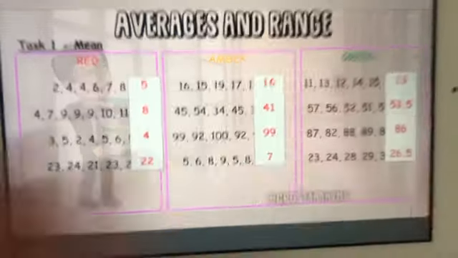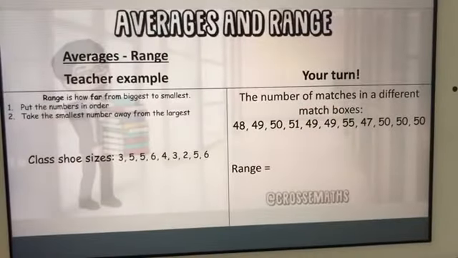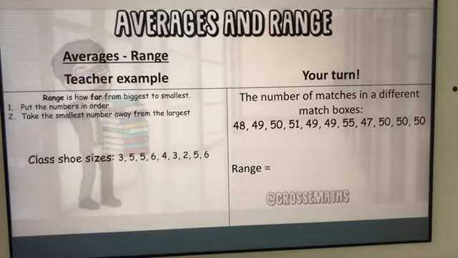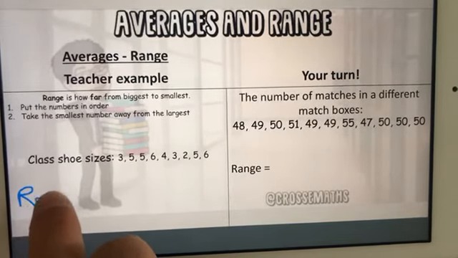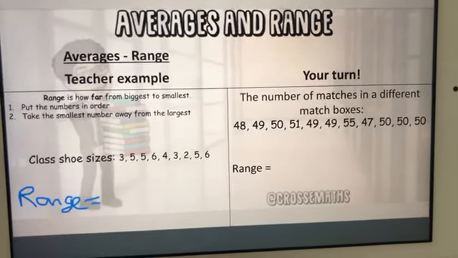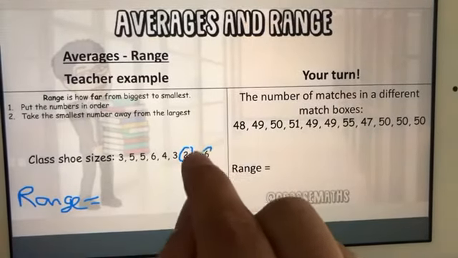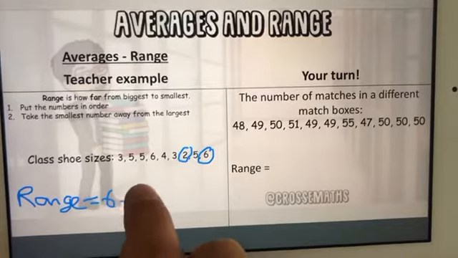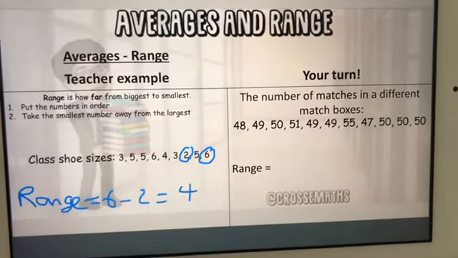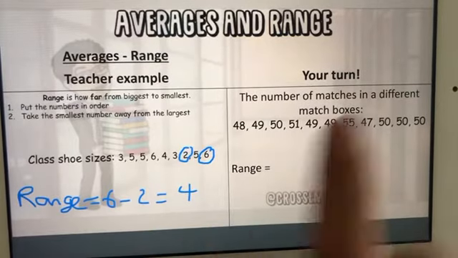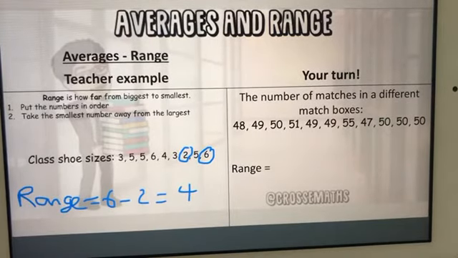Right then, cool. Range is the easiest one of the lot, okay? I love range because it is just so straightforward. All you've got to do is work out what the biggest is, what the smallest is, and take them away. So for the bottom one, I'm going to circle them both. My smallest is 2, and my biggest is 6. So my range is 6 take away 2, my range is 4. Very straightforward. Write this down, please, and have a go at the one on the right-hand side for me.